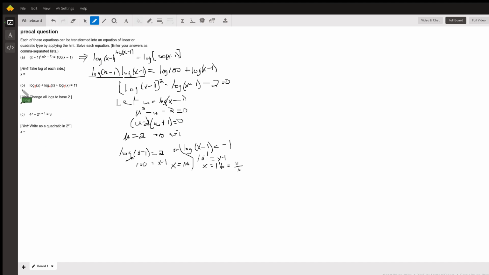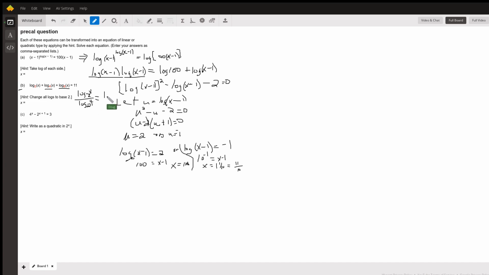For part B, I'm only going to get you started. So here we want to use the change of base formula. So the log of x base 4 is the same as the log of x base 2 divided by the log of 4 base 2. With the log of 4 base 2, what exponent do you apply to a base of 2 to get a 4?